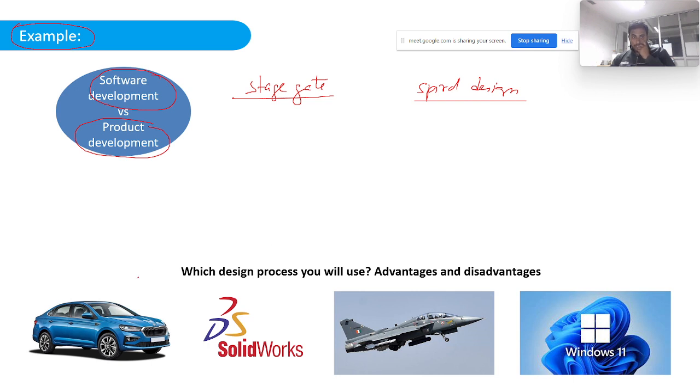Out of these four products, one is a BMW car, one is SolidWorks CAD software, one is an aircraft, the Tejas aircraft for the Indian Air Force, and then we have Windows 11. Which product do you think is appropriate to go through a stage gate design process, and which product do you think is appropriate to go through a spiral design process? And you need to tell me why.